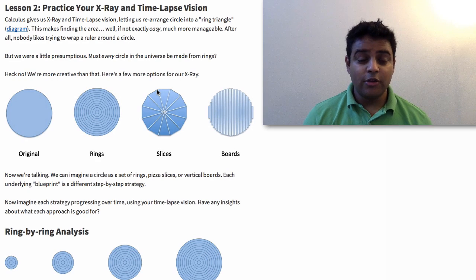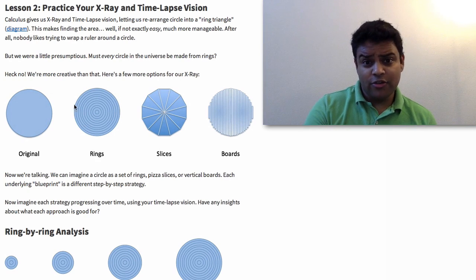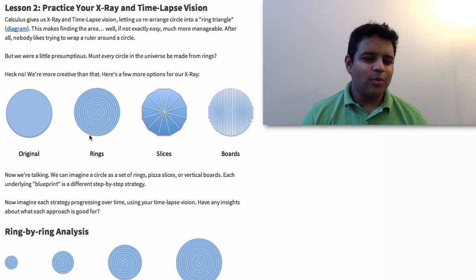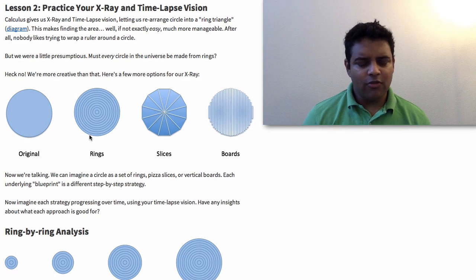If you remember, we took a disk and we basically turned it into a bunch of rings just by looking at it with that X-ray viewpoint. Now the thing is, why did we choose rings? We could have probably chosen a few other shapes, and in this lesson we'll get into that.